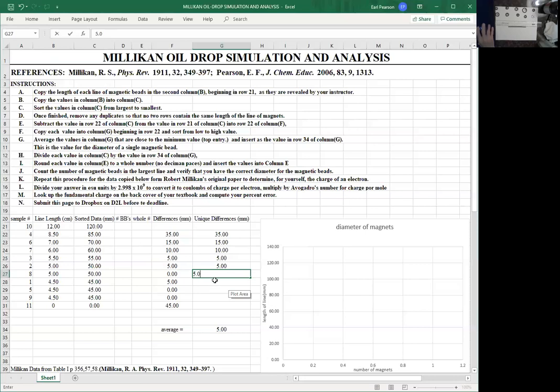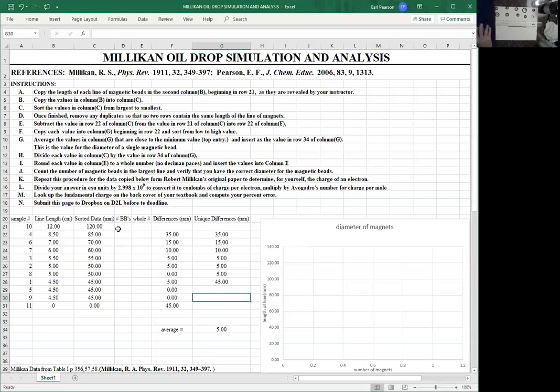And so that was this one. And I've got another value down here of 45. Okay, so now I've copied over here all of the unique differences, and you can see that the smallest value is exactly 5. So the average of all those 3 values there is 5. So that's the smallest number for the value of the number of BBs, or in this case, magnets.